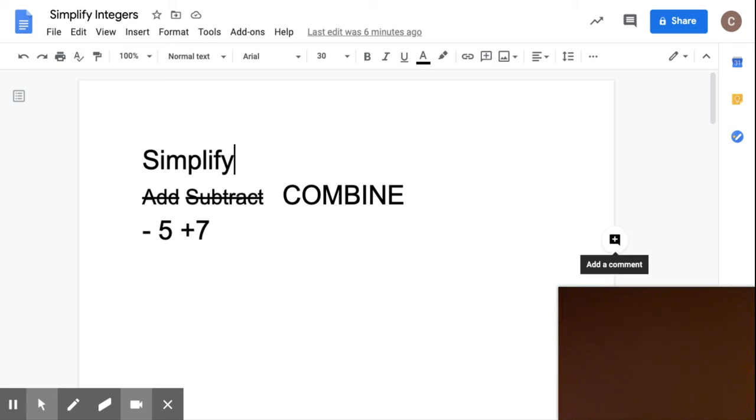Recall from last year, simplifying integers. Do you ever wonder whether you should add or subtract? Don't think about it like that at all. Simply think about it as combining. You're combining -5 plus 7.